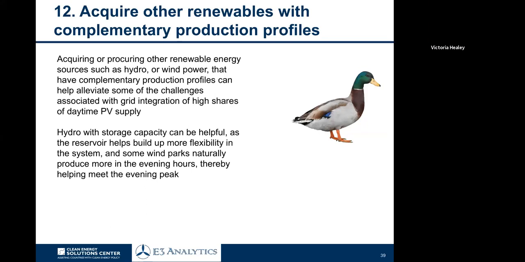And finally, acquire renewables, other sources of renewable generation that have complementary production profiles. So some sources like hydro or wind power have important complementarities with PV. So wind blows mostly in most markets at night. Hydro is relatively flexible. So there's ways you can integrate these to make it easier to deal again with the duck curve.